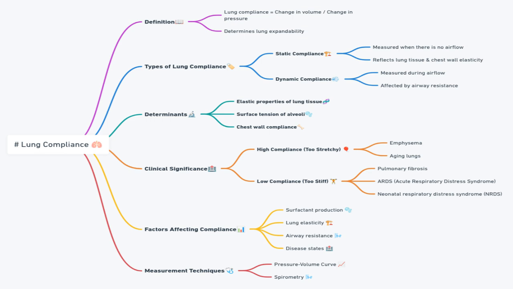The compliance has to do with volume and pressure, where volume is proportional to the pressure. So compliance is equal to the change in volume over the change in pressure. So compliance is directly proportional to the change in volume, but inversely proportional to the change in pressure. And the unit of compliance is liters per centimeter H2O.